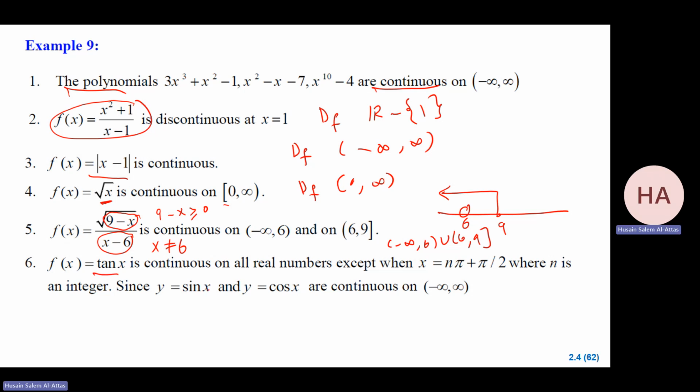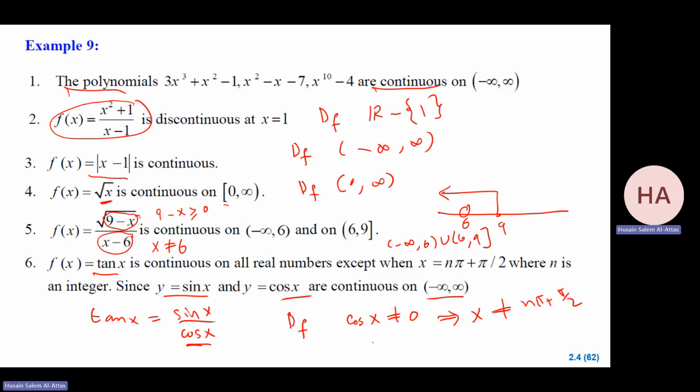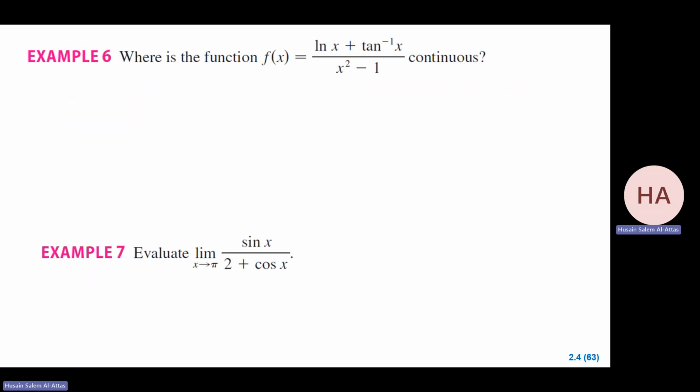Tan x, by the way, sine and cosine are continuous everywhere, but tan x, we can deal with it as sine x over cosine x. So the problem is only when cosine equals 0. So the domain of f requires cosine x not equal to 0. That's the most important. So that means x not equal to n pi plus pi over 2. So what is the domain? All real numbers except this, such that n is 0, plus or minus 1, any integer. Okay, so that will be the continuity there.